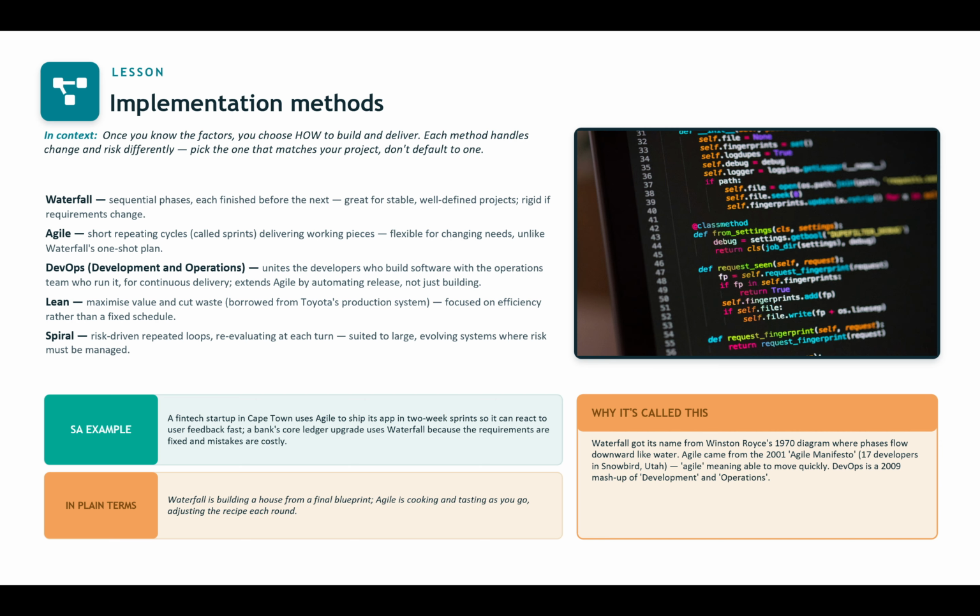Let's say something is to go out of the plan. So waterfall is literally like building a house from a final blueprint, while agile is like cooking and testing as you go, adjusting the recipe at each round. Now, we could ask ourselves why it is called waterfall. It got its name from Winston Royce, who actually drew all this around 1970, where phases flow downward like water.